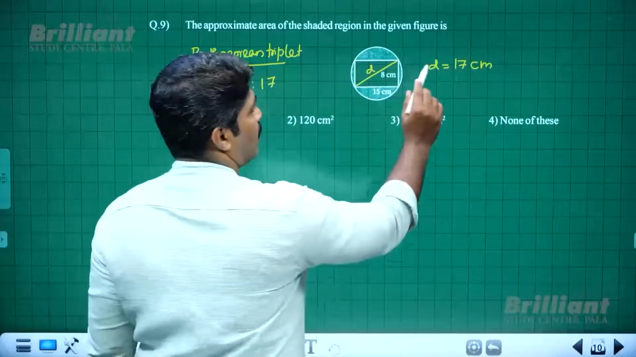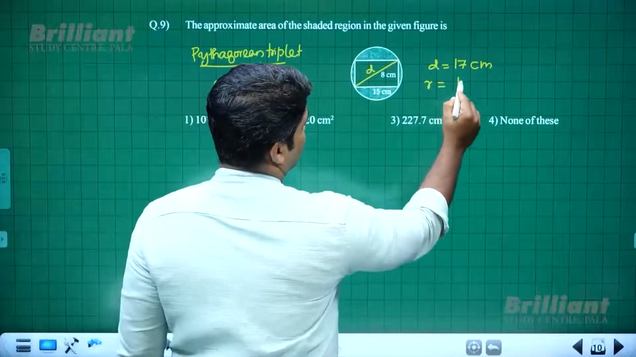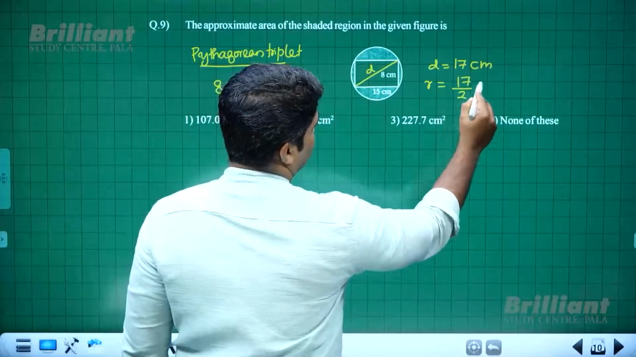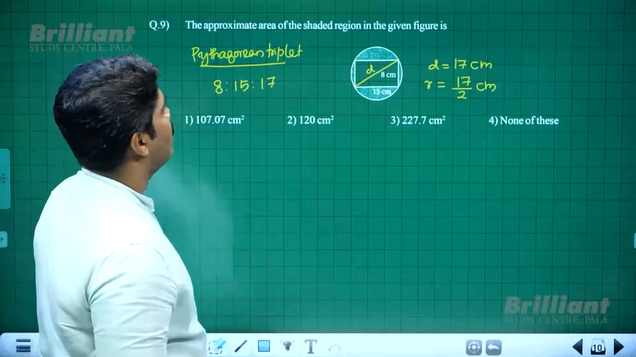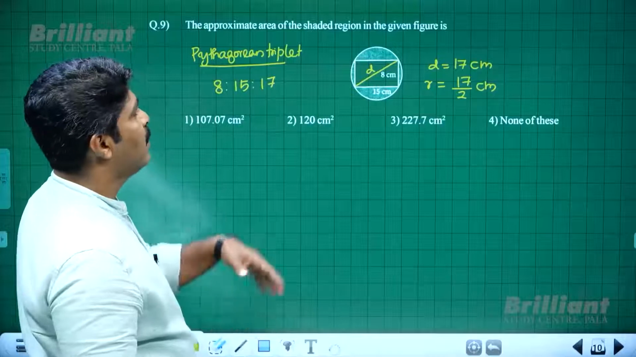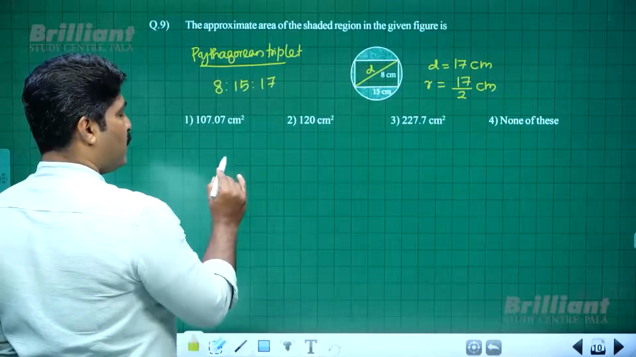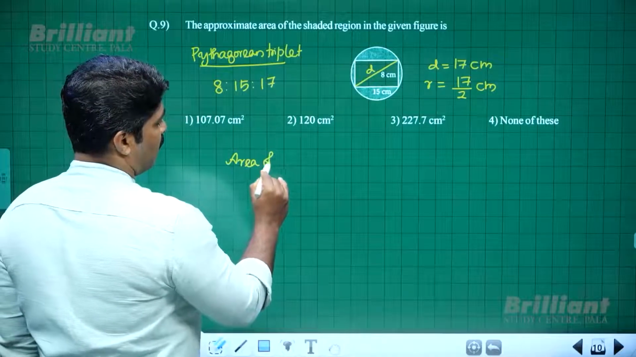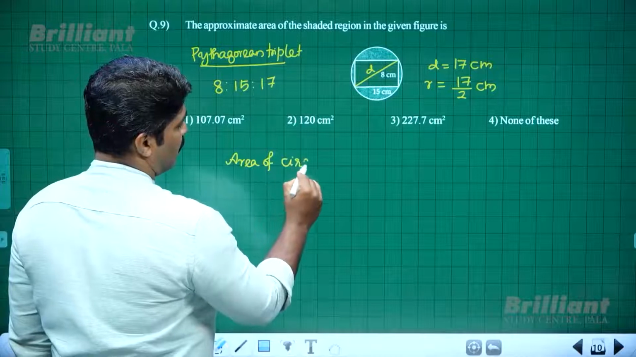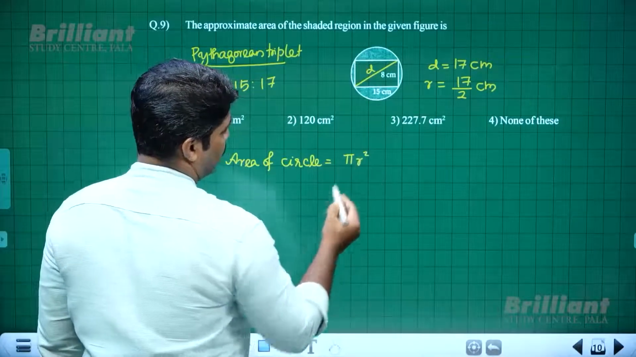Here we got this circle's radius. So that is equal to 17/2 centimeter. Then we can find it out. So first of all, here we just consider the area of the shaded region. For that, first we have to consider the area of the circle. We know that the area of circle is equal to pi r square.